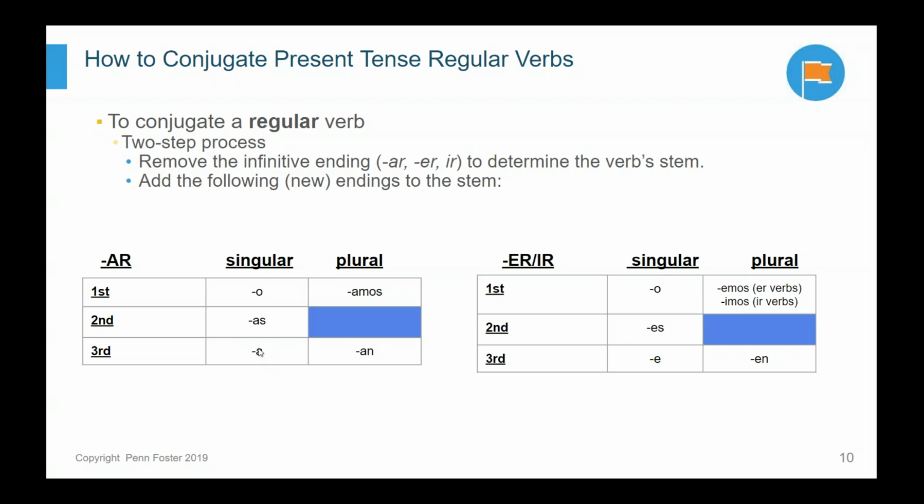So these charts look pretty similar. The only thing that's really changing is the vowel in the second, third person singular, first and third plural forms. So in the AR verbs, they're going to have that A vowel: o, as, a, amos, an. ER verbs: o, es, e, emos, en. Notice that first plural, emos, amos. And with the IR: o, es, e, imos, en.